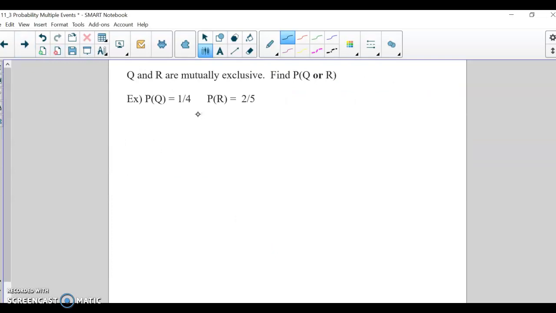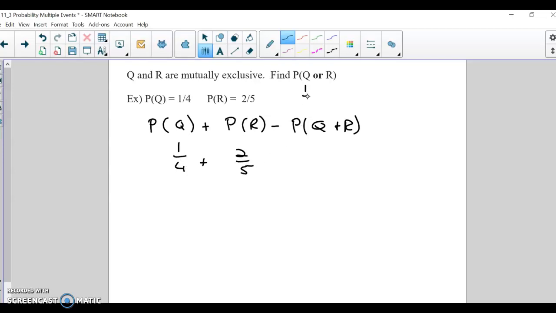Okay, so just a super straightforward one here. I don't like this because there's no context, but just do the formula quick. So you're going to add them together, and then you're going to minus the overlap, which is the and. So that would be Q and R. Okay, so Q is straightforward, it's just 1/4. R is 2/5, and then the and I would get by multiplying them together. So here's the chance they happen together.